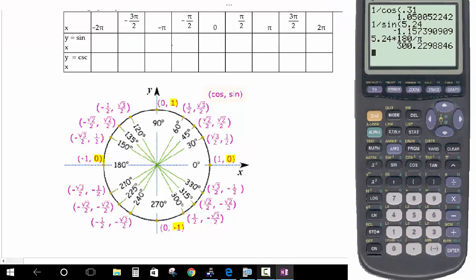Now I'm going to do the basic sine in red. So we know the sine of 0 radians is 0. The sine of pi over 2 is 1. The sine of pi is 0. The sine of 3 pi over 2 is negative 1. And the sine of 2 pi is going to be 0.